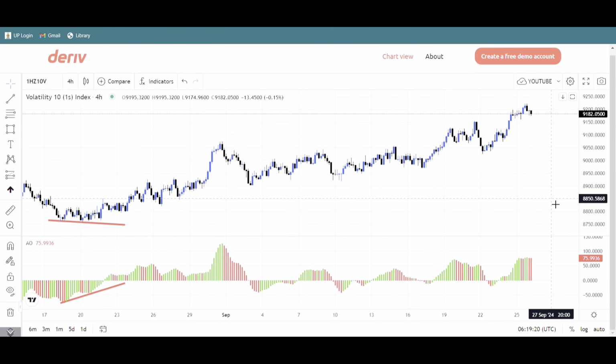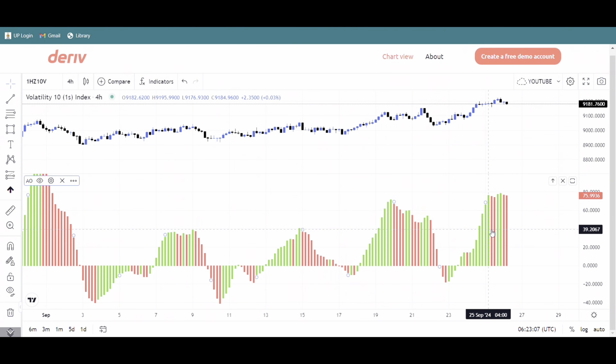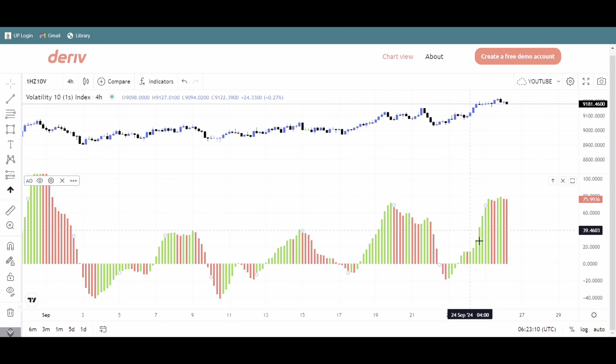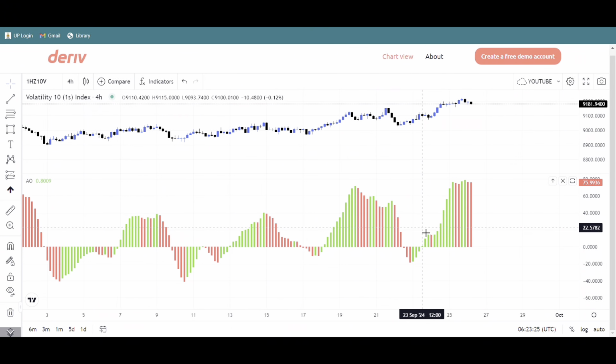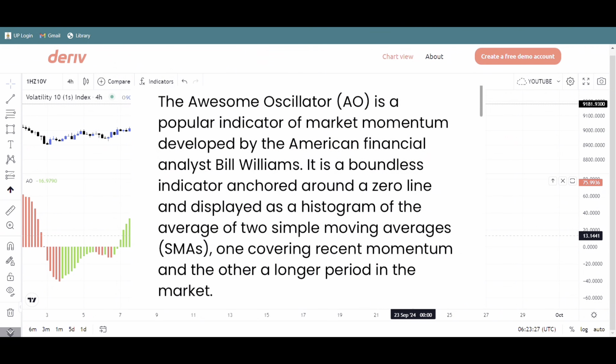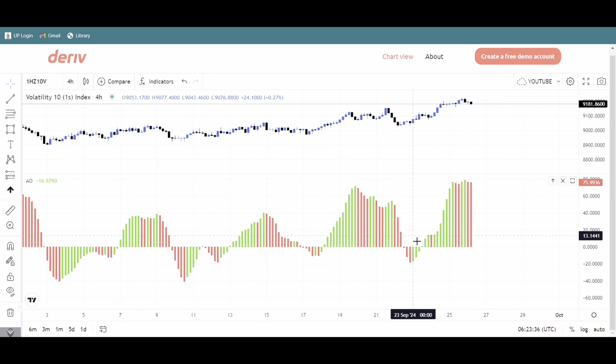Okay, so as you know, when I use divergence, I use the AO, which is called the awesome oscillator. As previously mentioned, you can use either stochastic, MACD or other indicators to find your divergence, but I prefer using the awesome oscillator. What is the awesome oscillator? The awesome oscillator is a momentum indicator designed to measure market momentum by comparing the 34 period and 5 period simple moving averages of the median price.